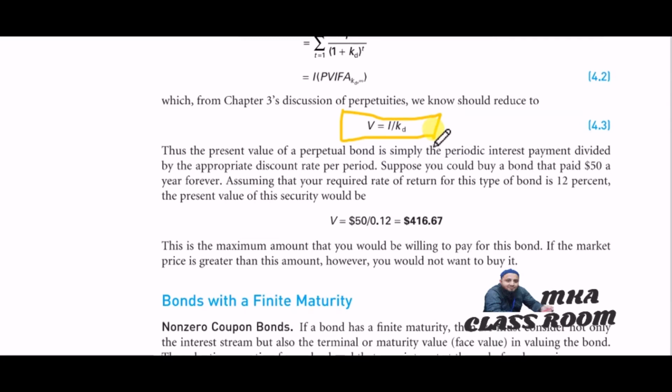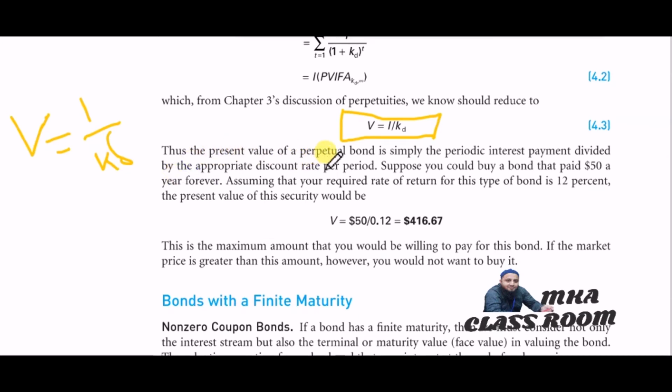That is the formula for finding the value of a perpetual bond: V equals 1 by Kd, that means the required rate of return. K, or someone calls it R, no problem. That is not a big problem. So here is an example.